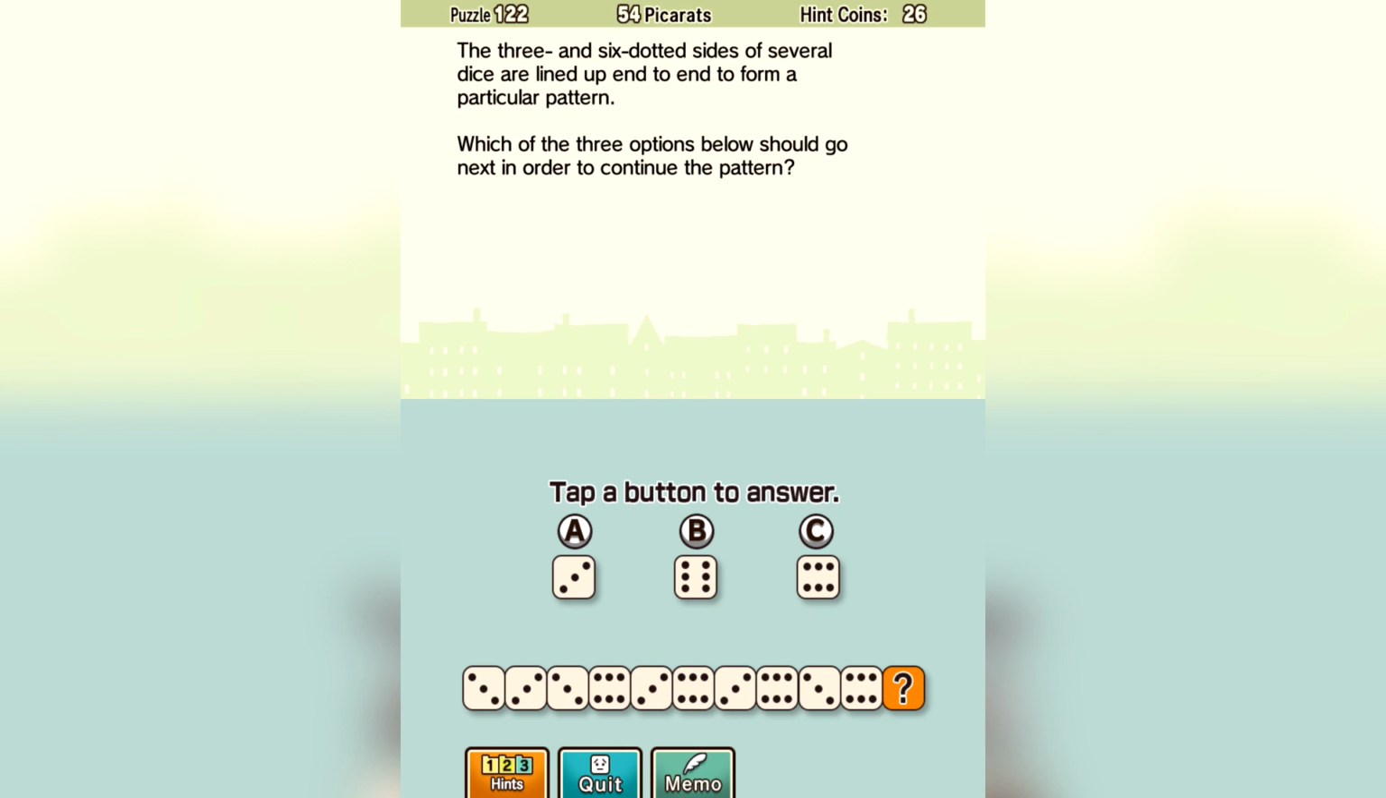Maybe it's... I mean, there doesn't seem to be any order to the actual values of the dice. It's just 3, 3, 3, 6, 3, 6. Yeah, there's no real pattern to it. So clearly orientation matters, because one of these options is 6 vertically, and the other one sticks horizontally. So it has to be something to do with orientation, but it's clearly not trying to form any given shape.